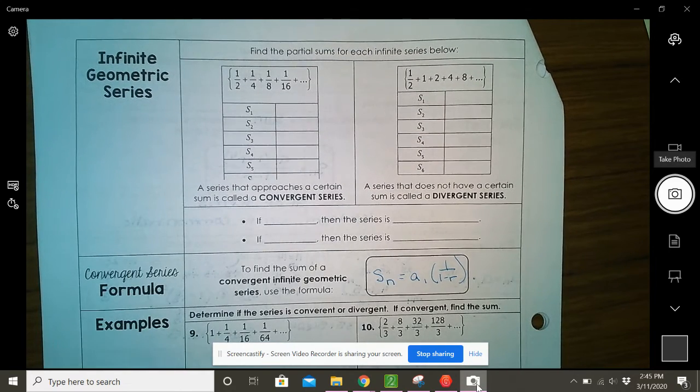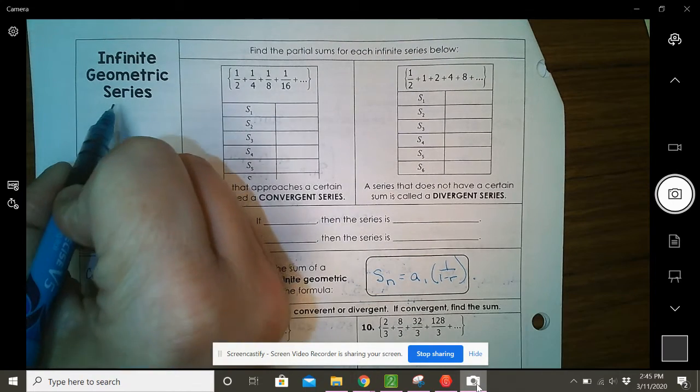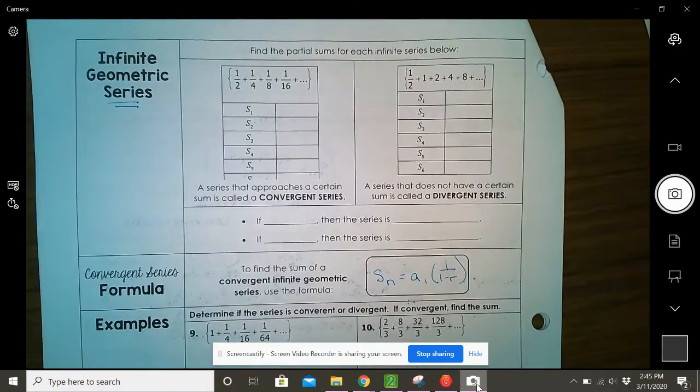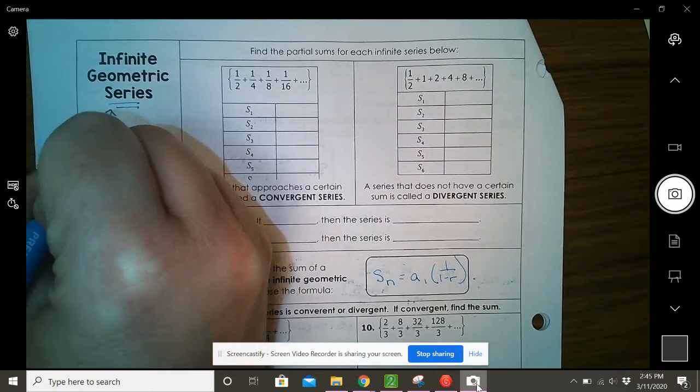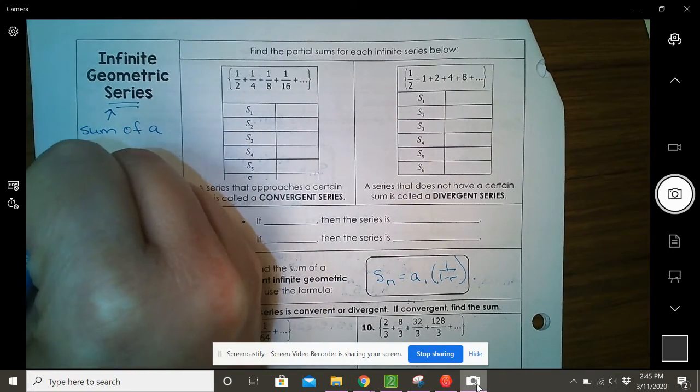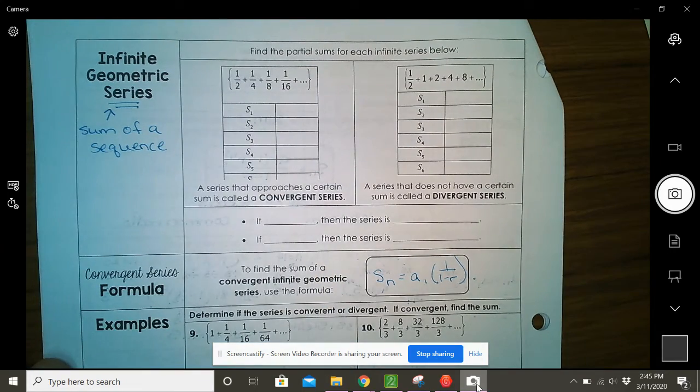Everybody, in this video we're going to talk about finding an infinite geometric series. Just remember that a series is a sum of a sequence. This is really getting tricky because we're talking about an infinite series.